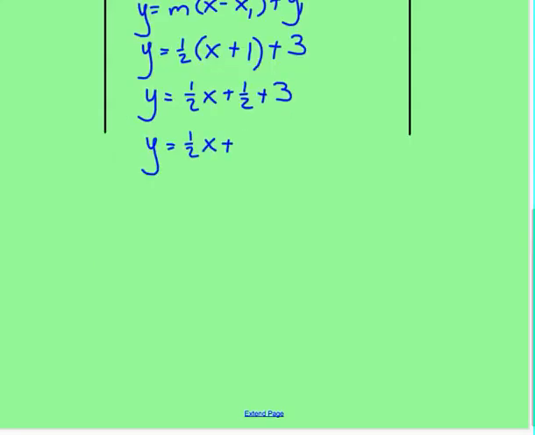You do not have to change it into an improper fraction. And especially for the equation of a line, I would recommend not changing it to an improper fraction because that's our y-intercept. And it's going to be a whole lot easier to graph 3.5 on the y-axis than it would be to graph 7/2. We'd have to convert it back anyway.